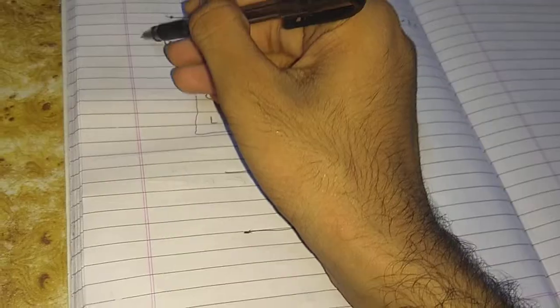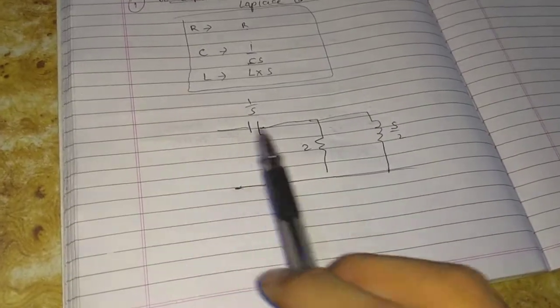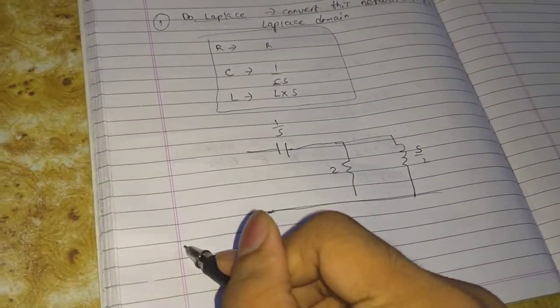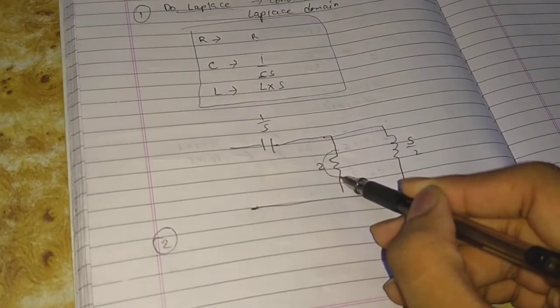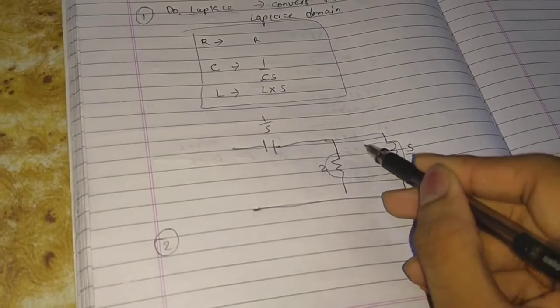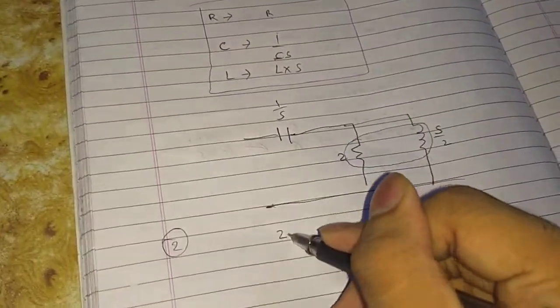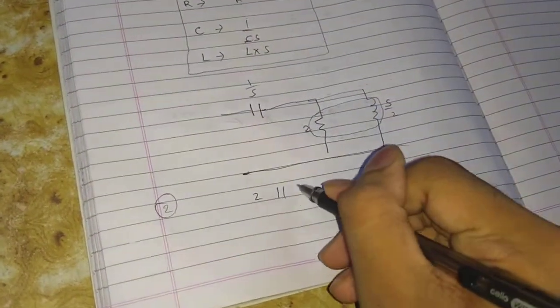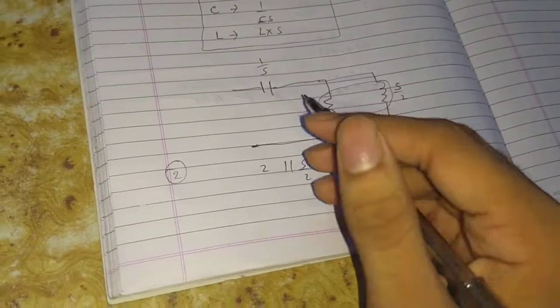First step has been completed. Now second step, you have drawn it in the Laplace domain. Now second step goes like this. As you can see, this 2 ohm resistor and this inductor are in parallel connection. So you can write simply 2 parallel S by 2. So what is 2 parallel S by 2?